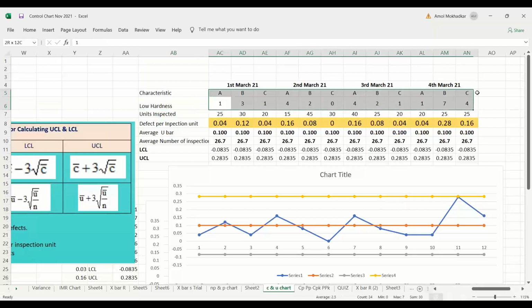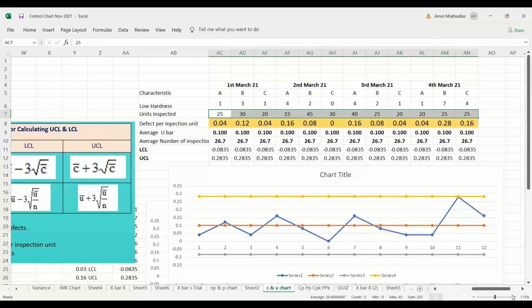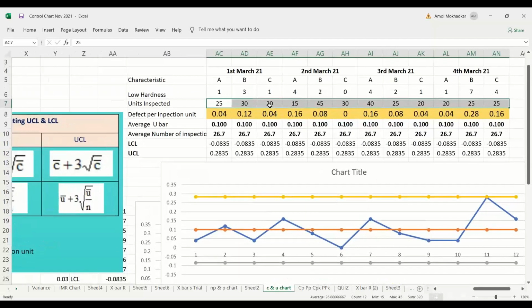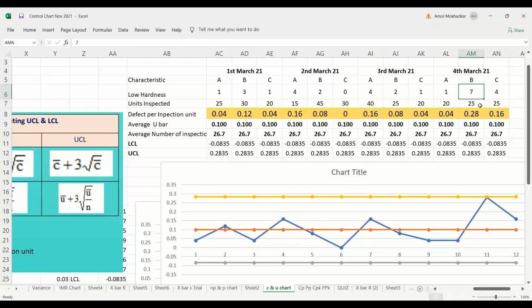So like hardness, same data, but every day the samples inspected are changing. Someday you are checking 25 samples, someday you are checking 30 samples, then 20, then 15, then 45, 30. It means you cannot absolutely say that these 7 defects generated in 25 samples is the highest one. We cannot say surely that yes, this is the highest value. By default it has come highest, so what I will do, I will just change it. Now the 7 defects are here, that doesn't mean it is the highest thing. The highest value is something different.